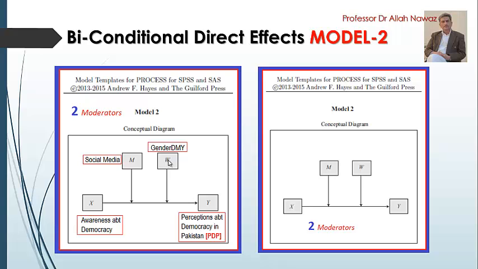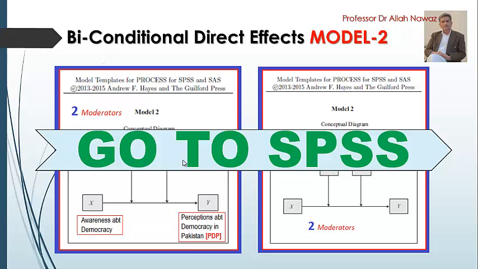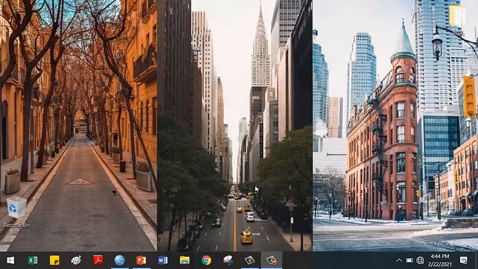let's move to the SPSS and compute statistics about the role of two moderators in changing the conditional relationships, but direct relationships between X and Y. So let's go to the SPSS and get the results.